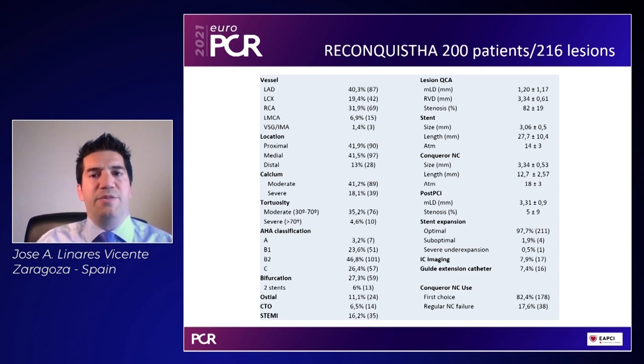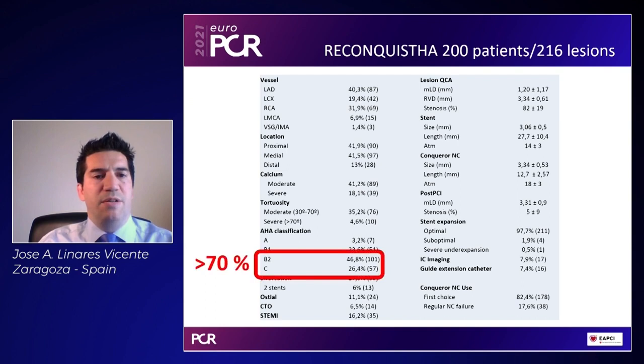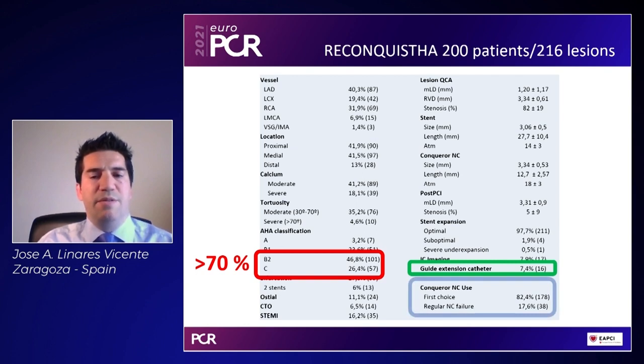These are the preliminary results of the first 200 patients and 216 lesions. Basal data is similar to any regular practice PCI registry. Over 70% of lesions were complex. A guide extension catheter was used in 7% of lesions, and Conqueror was used due to regular NC balloon failure in 70% of lesions.